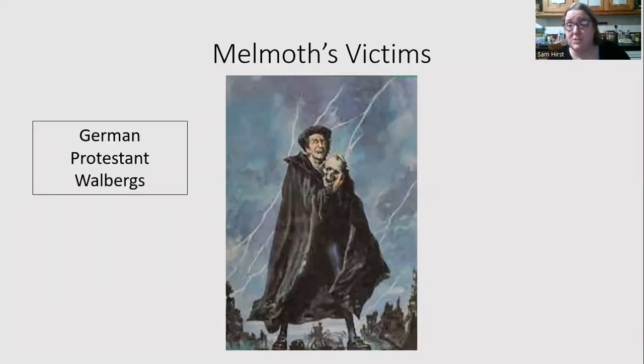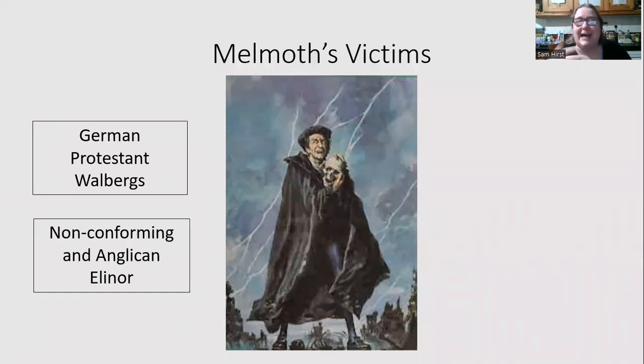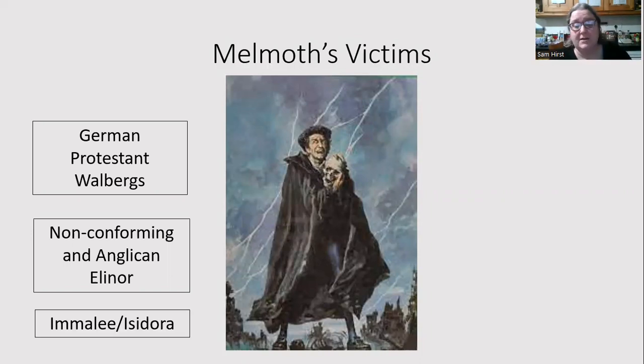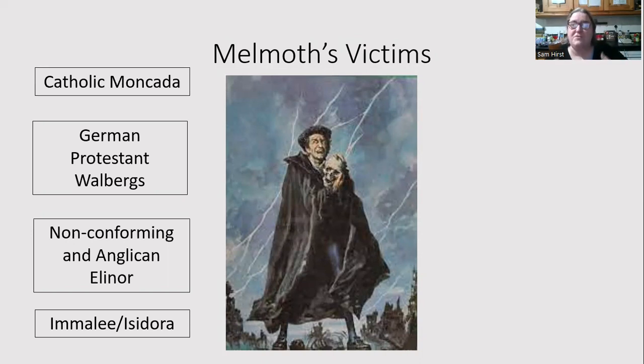We have the German Protestant Walbergs, aligned broadly with Lutheranism. We have the non-conforming and Anglican Eleanor, who comes from both a Puritan family and a high Anglican family. We have Immalee/Isidora, who is quasi-pagan and quasi-Catholic. And we have the very overtly Catholic Monçada. All of these refuse the deal and keep their soul and their salvation, which implies an inherent idea of theological tolerance.